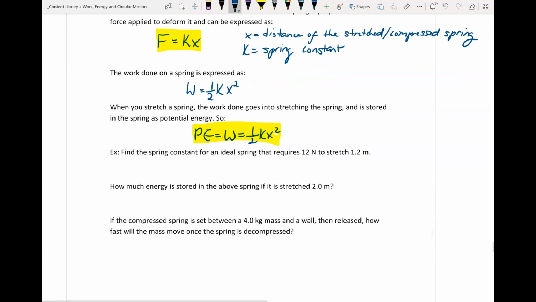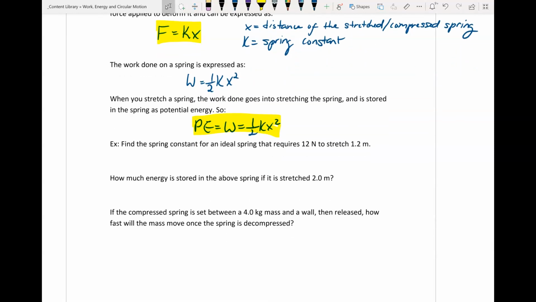So let's go ahead and do an example of this. Find the spring constant for an ideal spring that requires 12 newtons to stretch 1.2 meters. So force is k times x. We are looking for k in this case, so I'm going to divide both sides by x. Force is 12 newtons, x is 1.2 meters, 12 divided by 1.2 is 10, and our units are in newtons per meter.